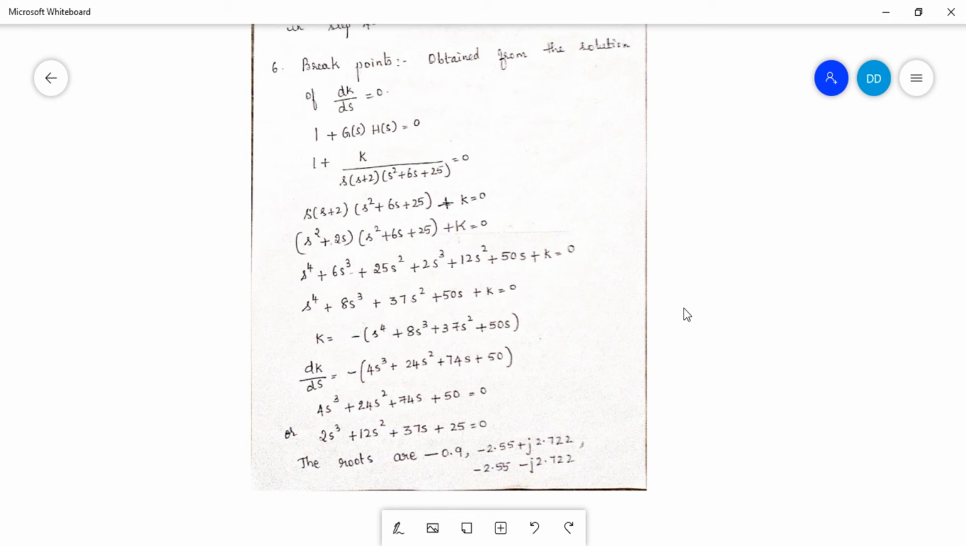So next we have to find the angle of departure, because in the open loop transfer function denominator we have 4 poles: s equal to 0, s equal to minus 2, s equal to minus 3 plus j4, and s equal to minus 3 minus j4. So you have complex poles, so we need to find the angle of departure. Angle of arrival is not required because we don't have complex zeros.